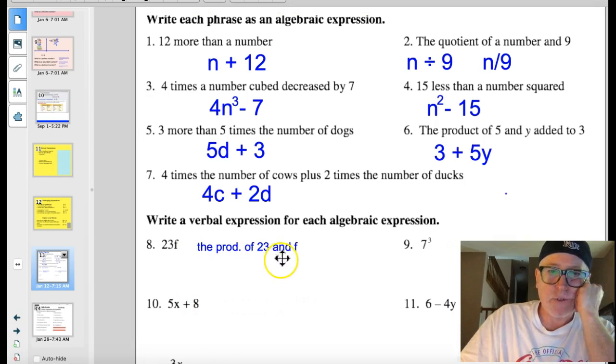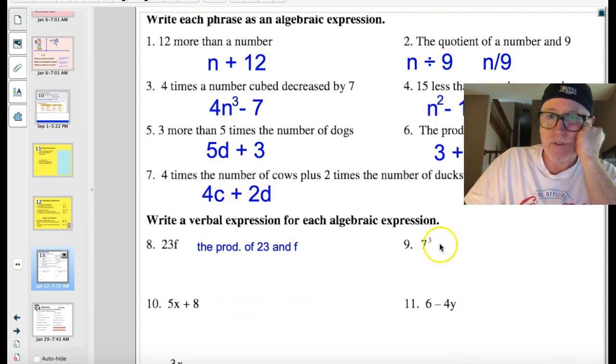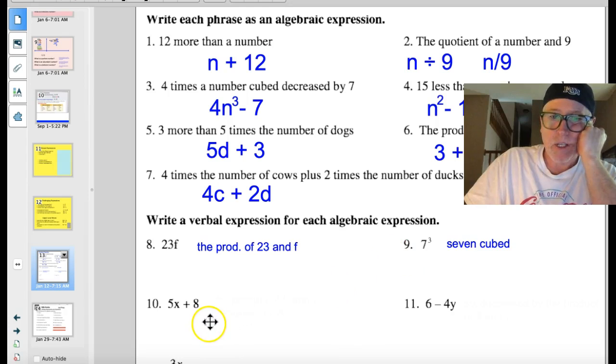This would be the product of 23 and F. That's one way of writing it. Another way of writing it is 23 times F. But I'm going to try to get you to use a little bit more algebraic language. This is 7 cubed, and that's really all it is, wherever it is. There it is. And 5x plus 8, what do you think that would be?